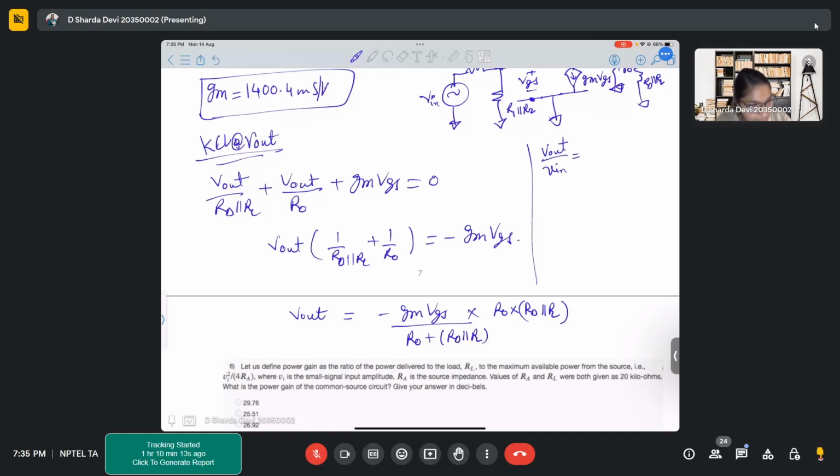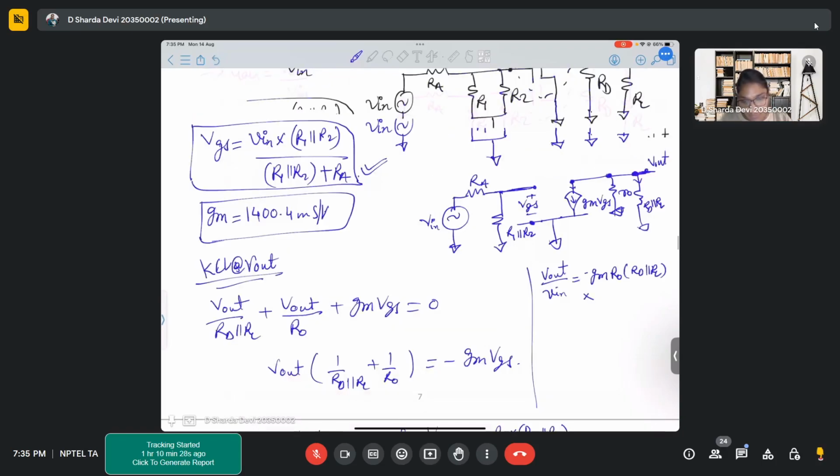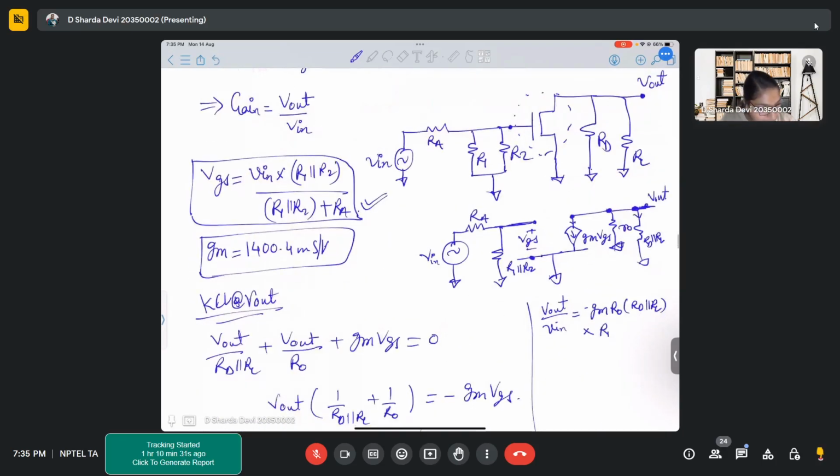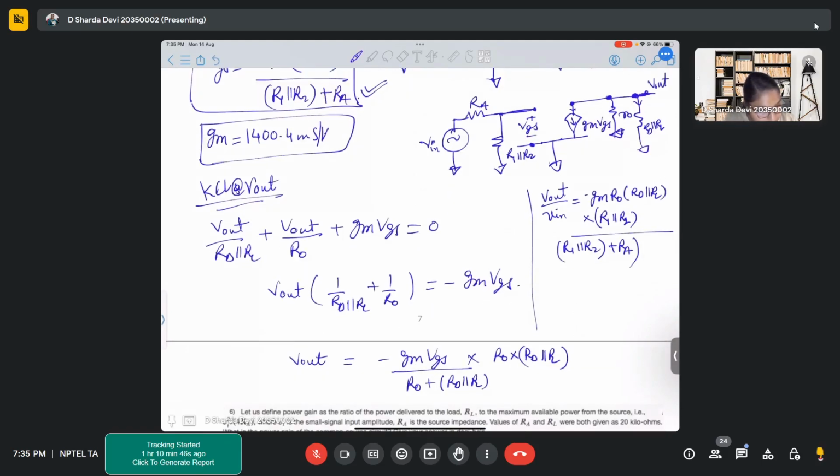If I write it down here, V out by V in is minus GM R naught RD parallel RL into R1 parallel R2, divided by R1 parallel R2 plus RA, into R naught plus RD parallel RL. So this is the expression that we'll get.